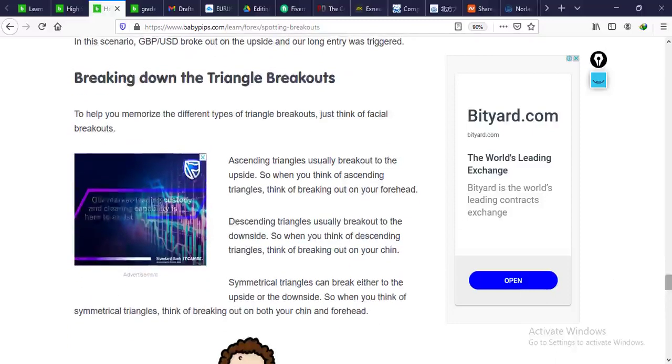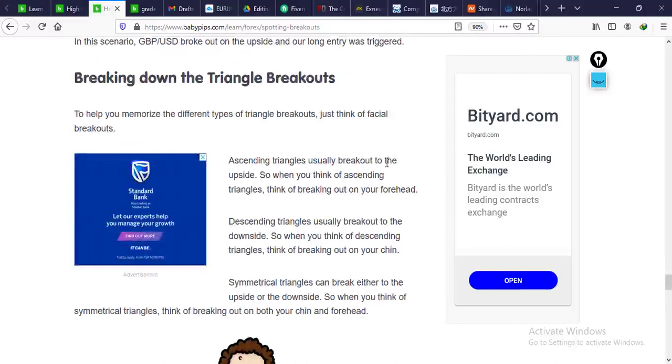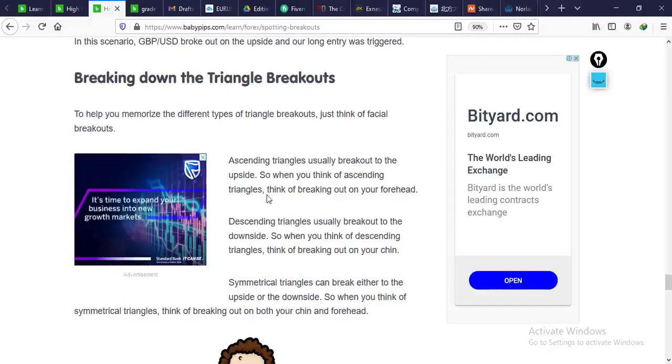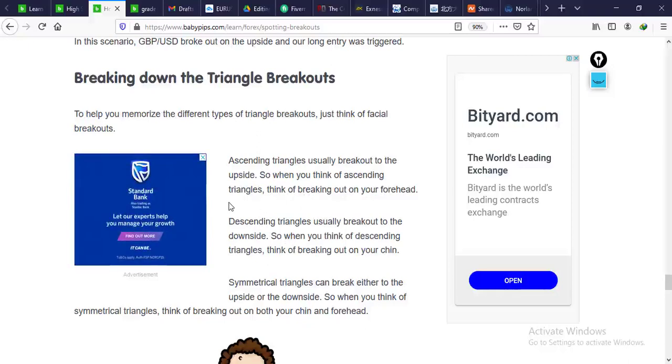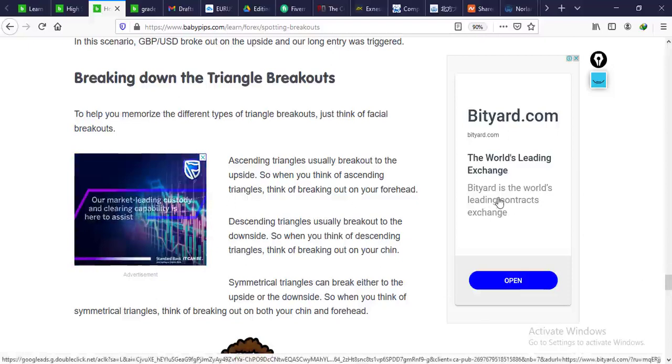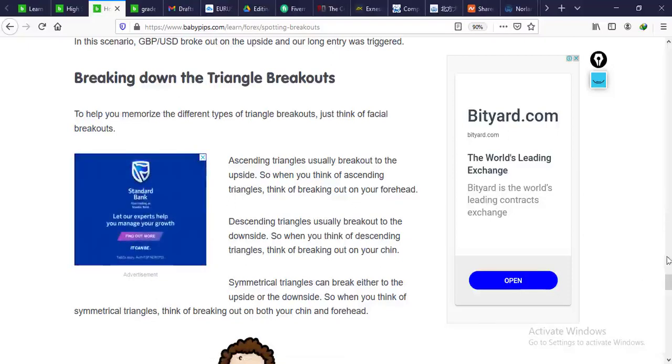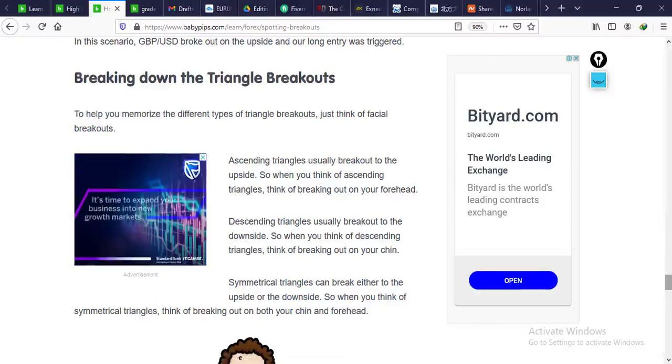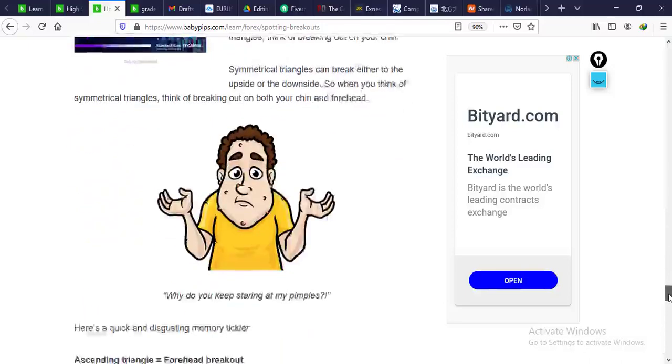Now, breaking down the triangle breakout: ascending triangles usually break out to the top side. So when thinking of ascending triangles, think of breaking out on your forehead. Ascending is going up. Descending triangles usually break to the downside. So when you think of descending triangles, think of breaking out on your chin. Symmetrical triangles, on the other hand, can break either way, to the upside or the downside. So when you think of symmetrical triangles, think of breaking out on both your chin and your forehead.